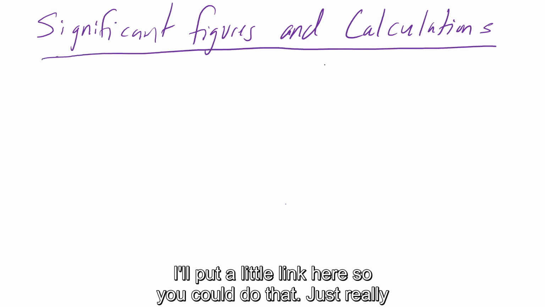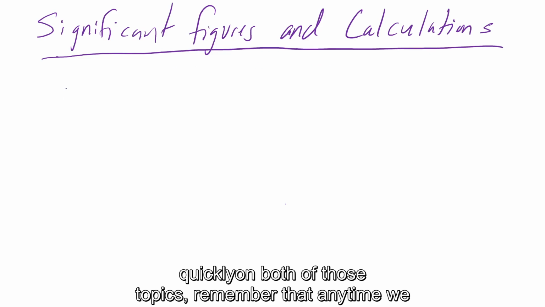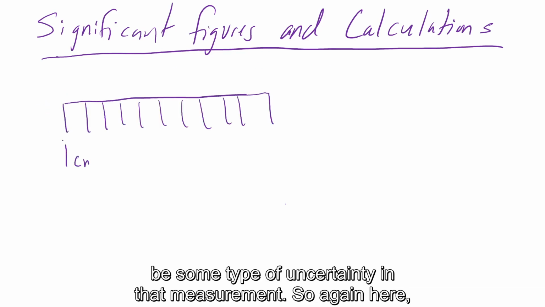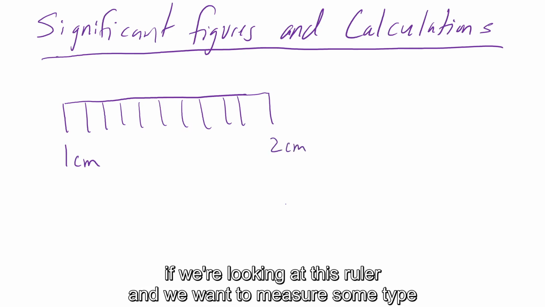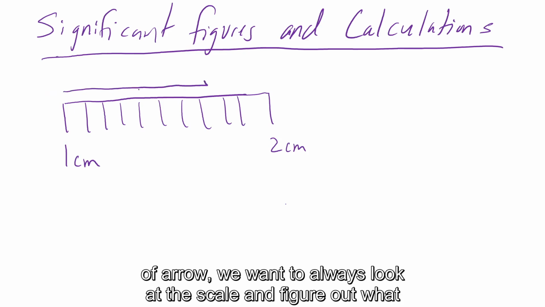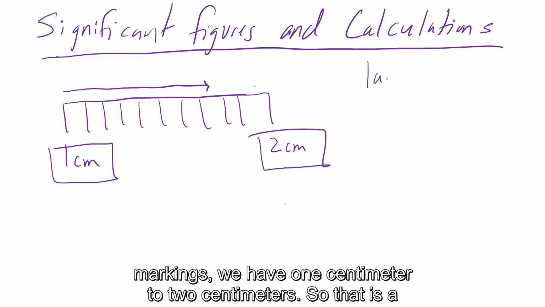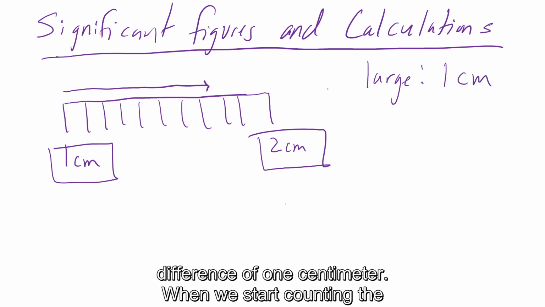Just really quickly on both of those topics, remember that anytime we take a measurement, whatever it may be, there is always going to be some type of uncertainty in that measurement. So again, here we're looking at this ruler and we want to measure some type of arrow. We want to always look at the scale and figure out what the large markings mean. Here the large markings go from 1 centimeter to 2 centimeters, so that is a difference of 1 centimeter.